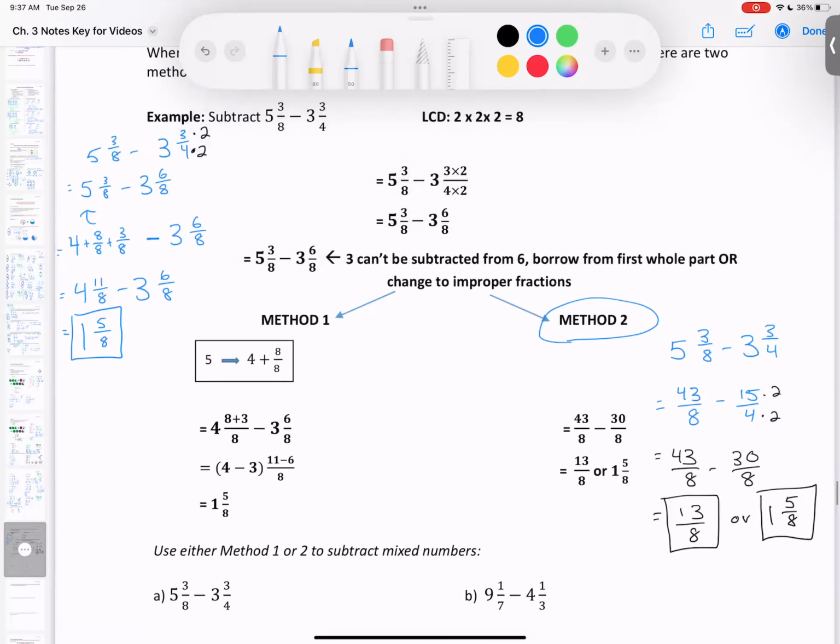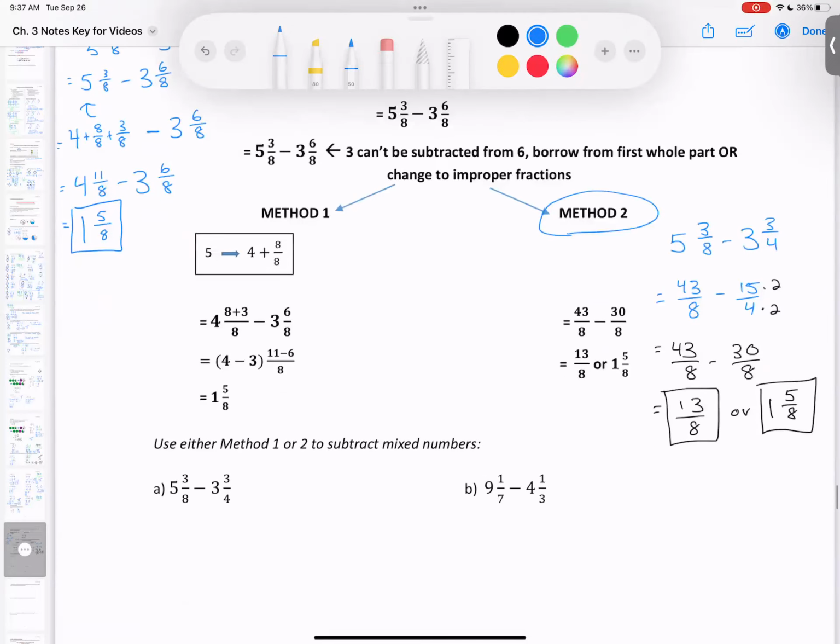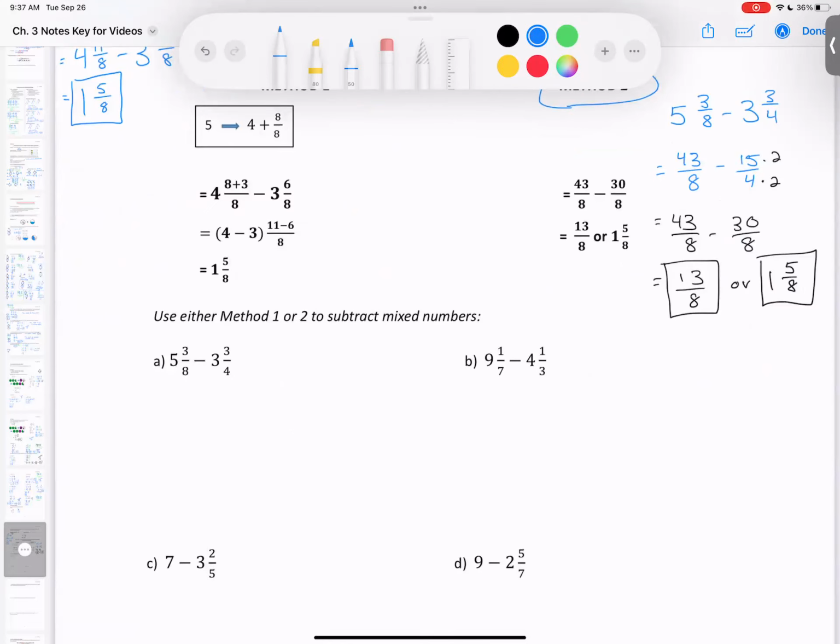5 3/8 minus 3 3/4. Okay, let's not do that one. Let's skip to the next one because we've already done that one above. Okay, so we've got 9 1/7 minus 4 1/3.